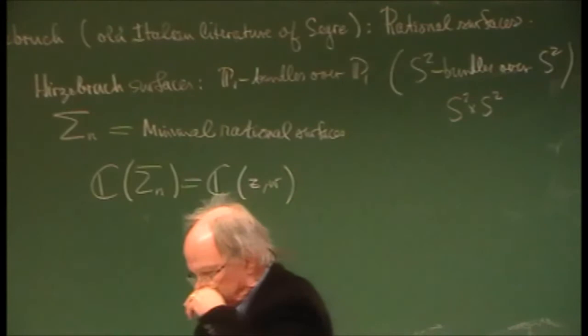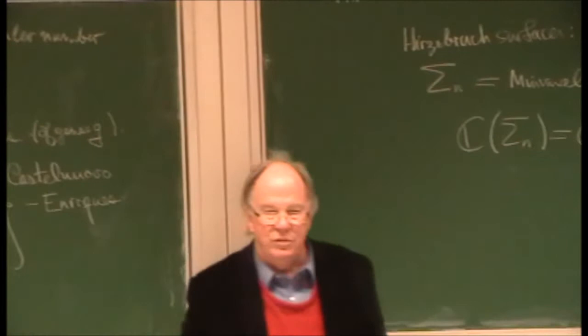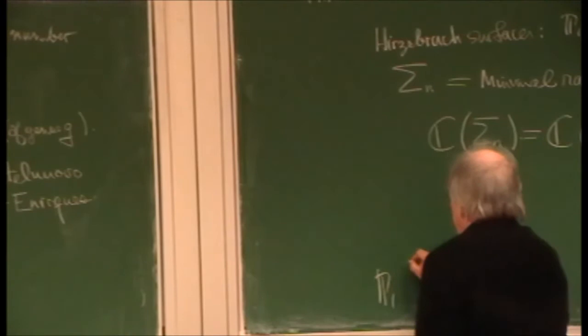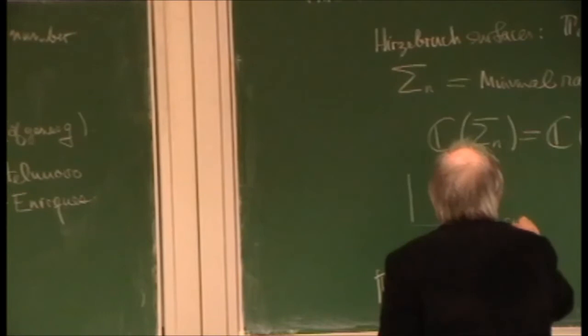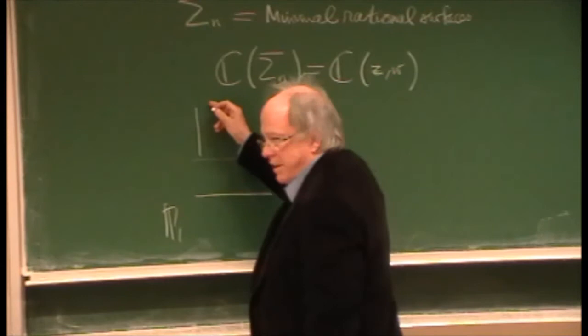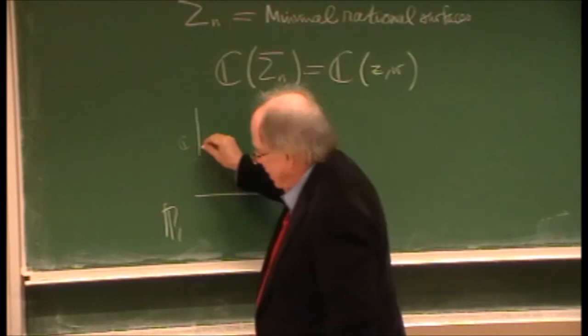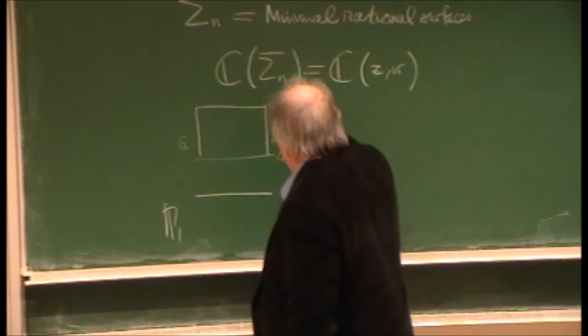So n is a parameter? Yeah, let me just tell you what it means. If you have P1 as a base, you can look at all the line bundles over P1. Here's the line bundle over P1, and maybe I'm going to write the zero section here. And, of course, you have the infinity section. So if it's a line bundle, it's a copy of C as each fiber. And if you're allowed to add infinity to each point, you get a new bundle, and this new bundle is a P1 bundle.